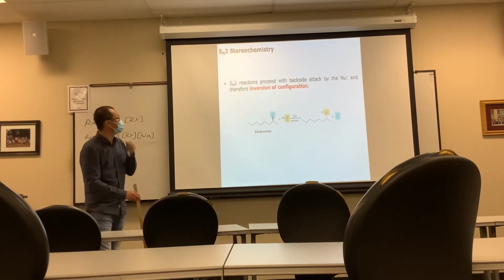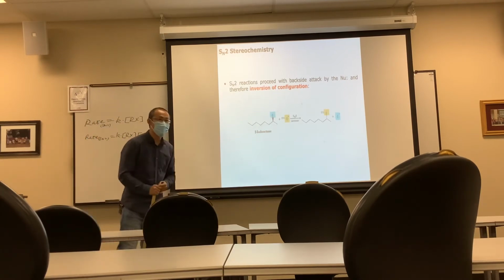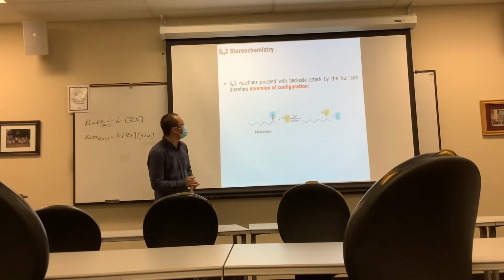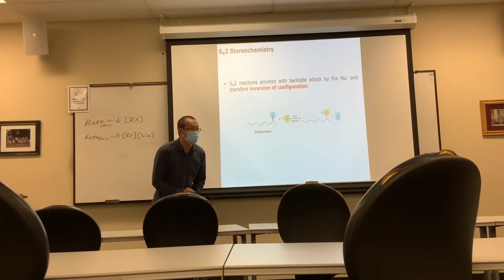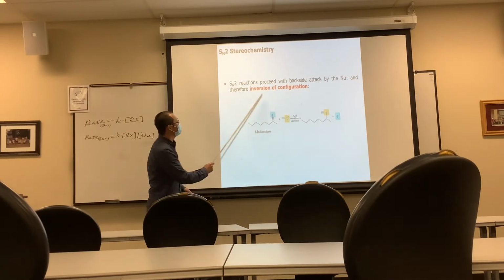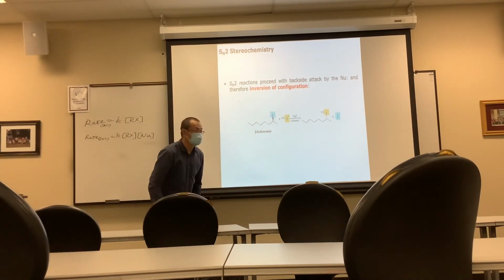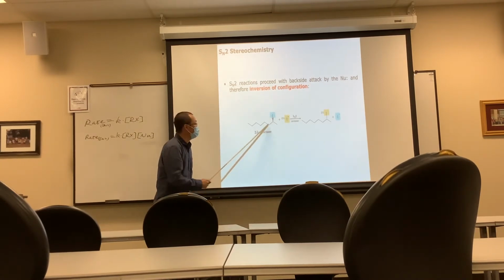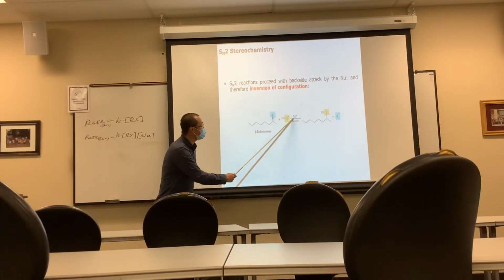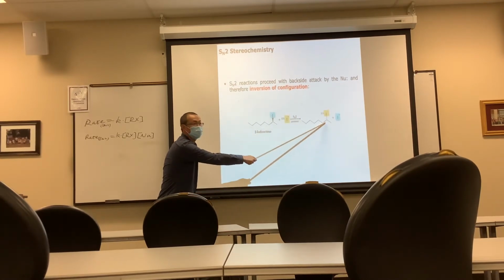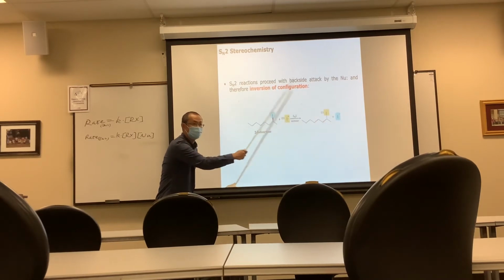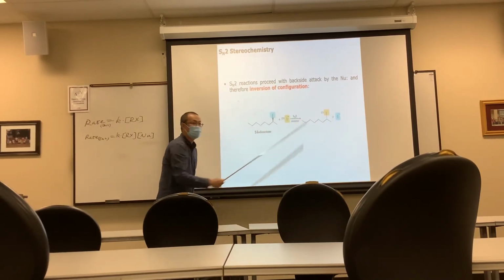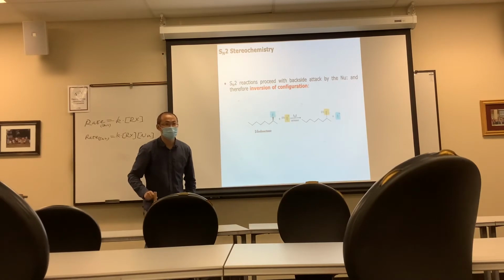In SN2, we said the attack of the nucleophile is from where? From the back. If it is from the back, what happened? The configuration will be inverted. If the configuration was S, after the reaction, it will become R. If the configuration is R, it becomes S. Hope you guys still remember R and S.